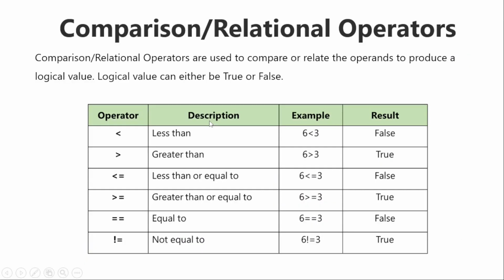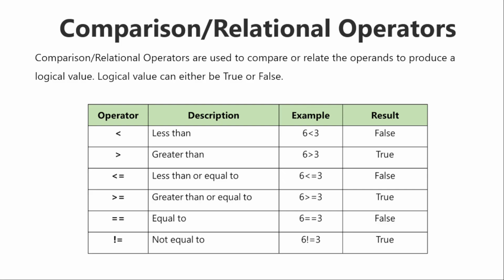Now let us move on with comparison or relational operators. Comparison or relational operators are used to compare or relate the operands to produce a logical value. A logical value can either be true or false. If the operation is right, then it is true. If it is wrong, then it will be false.